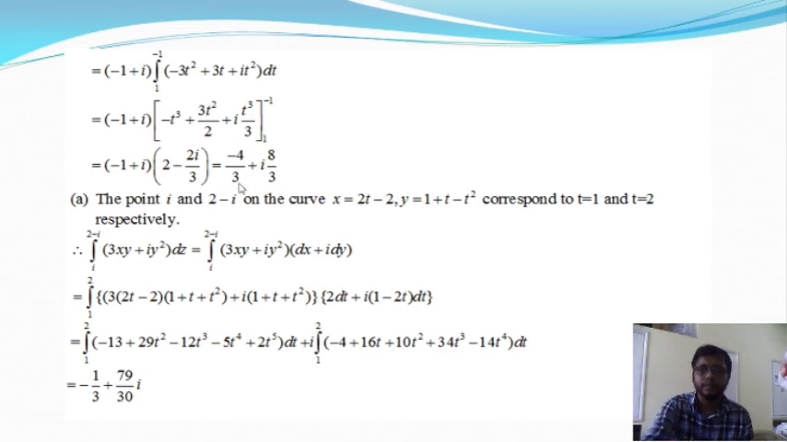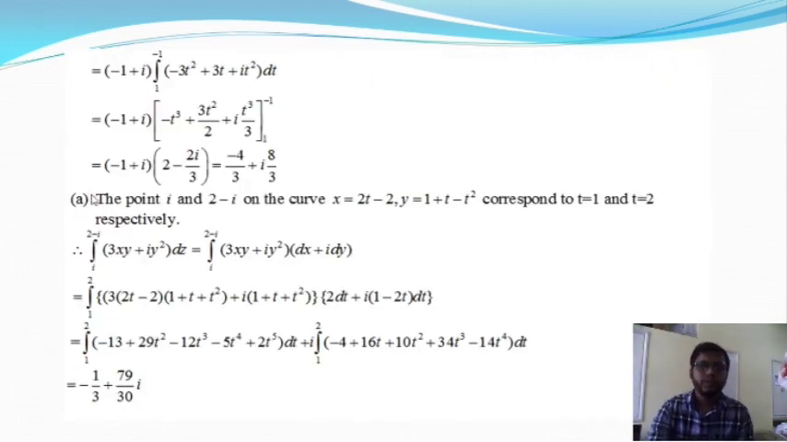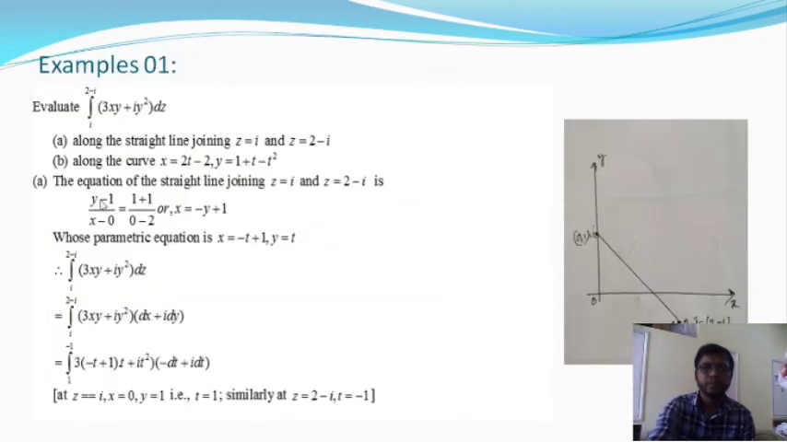This is the integral value of the integration from i to 2 minus i of 3xy plus i y square dz along the straight line joining the point z is equal to i and z is equal to 2 minus i. Okay, next we are going to find the second integral value when the curve is actually x is equal to 2t minus 2 and y is equal to 1 plus t minus t square.